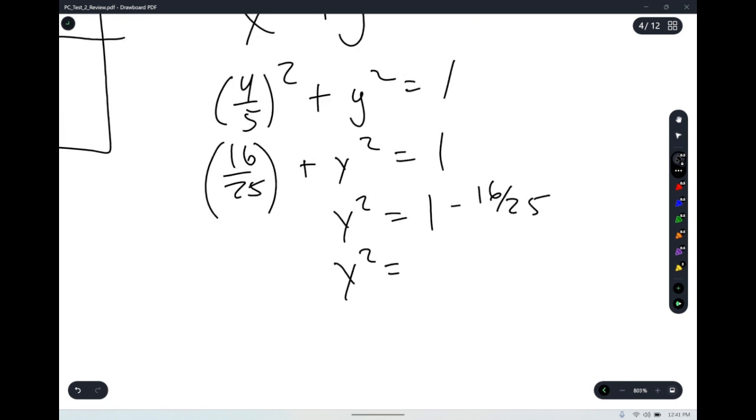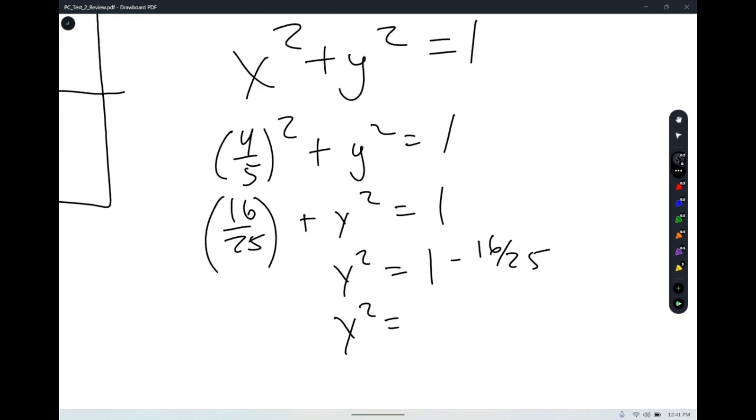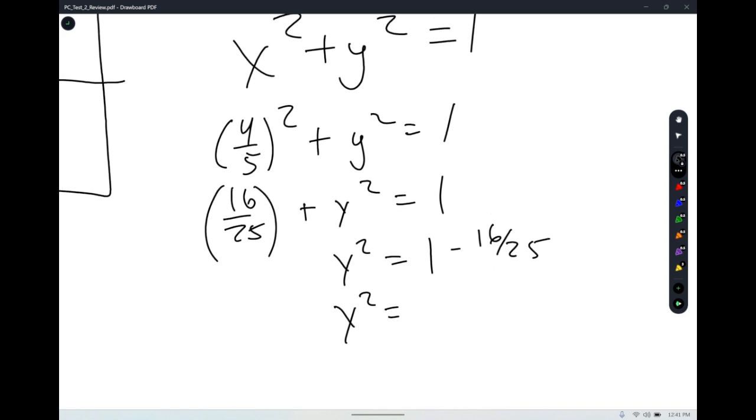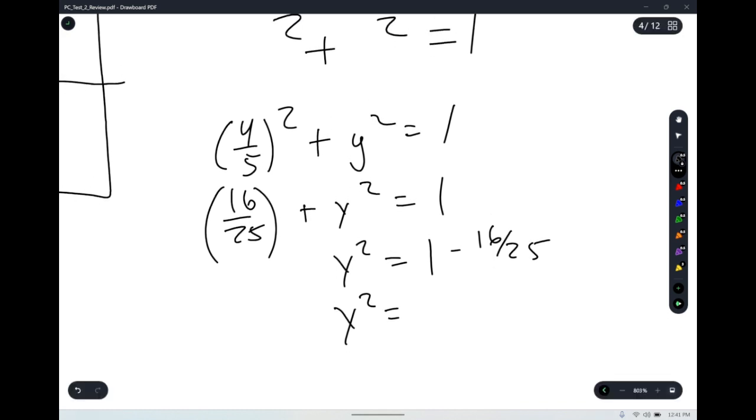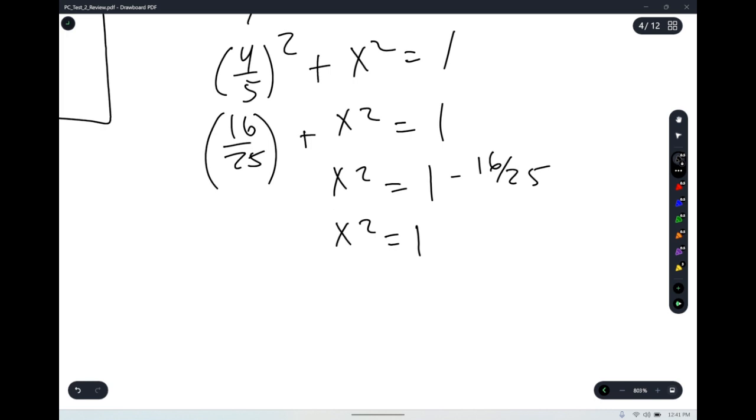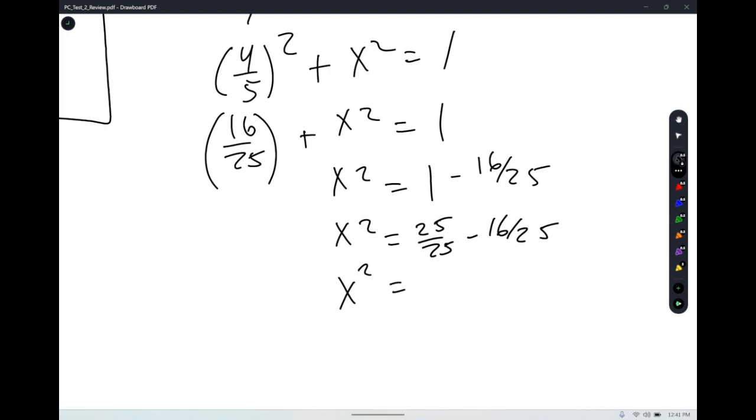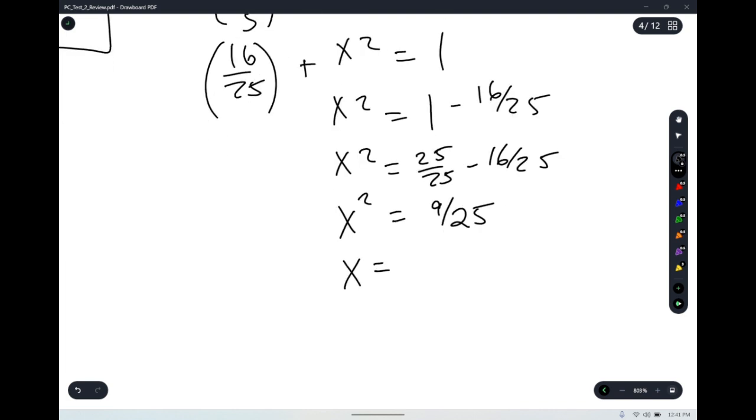What'd you think? I thought we were looking for X. Oh, shoot. No, we are. You're right. Hang on. Well, I just knew I was looking for the missing thing. Give me a break. Y and X. That better? Okay. 1 minus, 25 over 25 minus 16 over 25. 25 minus 16 is 9, I believe. 9 over 25. Got to square root it. So x equals plus or minus 3 over 5.